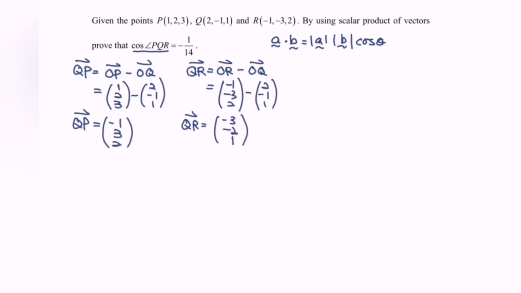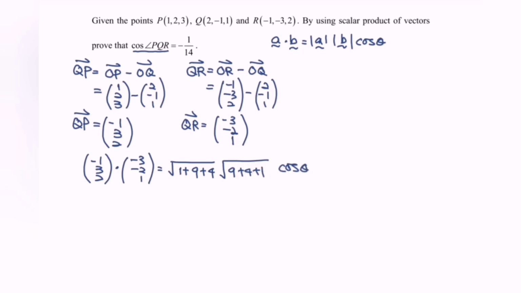So kindly substitute into the formula where we have (-1, 3, 2) dot with (-3, -2, 1) equals the magnitude of QP, where we have 1 plus 9 plus 4, multiplied with the magnitude of QR, where we have 9 plus 4 plus 1, cos theta.